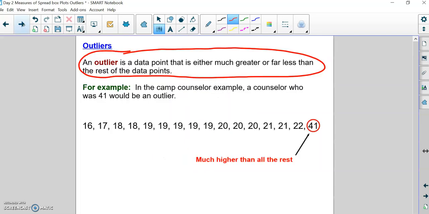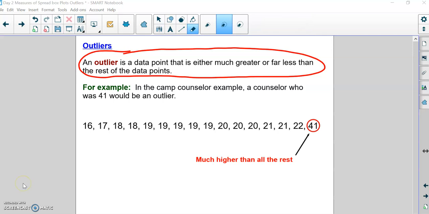The next thing we talked about was outliers. And so when we're talking about outliers, we want to know that's a data point that's much greater than or much less than the rest of the data points. So for example, we would calculate this. We're going to actually find the formula in just a moment. But we would calculate this, not just state it, but it does appear that 41 would be an outlier in that data.